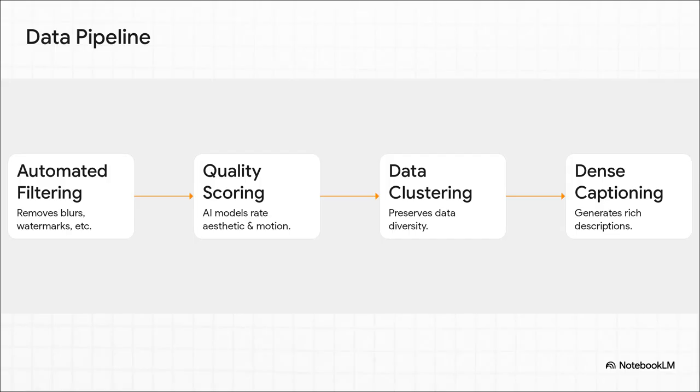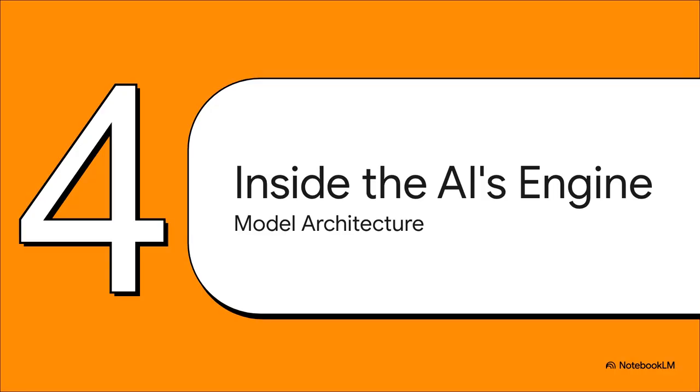So they built this really clever four-step process to clean everything up. First, they automatically filtered out all the junk, blurry stuff, watermarks, you name it. Then, they actually used other AIs to score the videos on things like how good they looked and how smooth the motion was. After that, they grouped the data to make sure they had a good variety. And finally, they generated really detailed descriptions for every single video. This whole process was so intense that they ended up throwing out about half of the original data, keeping only the absolute best of the best. All right, so that's the fuel.